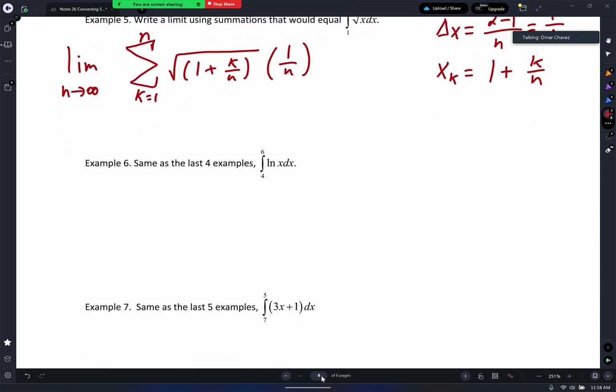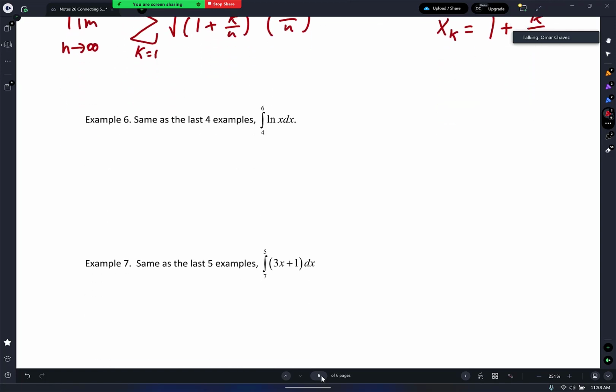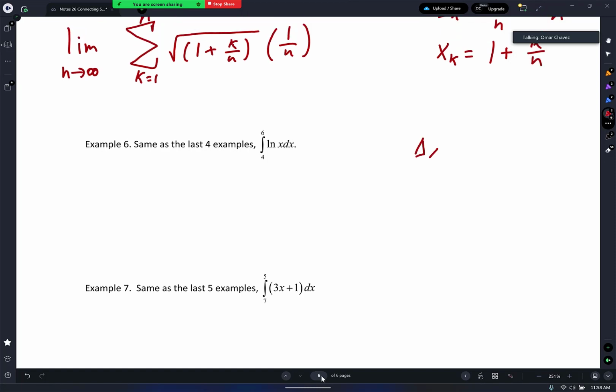Chav, what about this one? Oh, okay, actually this one's still the same. It's the next one that's going backwards. Chav, what about this one? Same thing. We do the same thing. Delta x equals 6 minus 4 divided by the number of rectangles. So 2 over n. And then the kth rectangle, the x value, where am I going to start at? 4. It's always a plus. And then k times delta x. So 2k over n. If you want to put the k in the front, that's fine. But usually we put variables in the back.